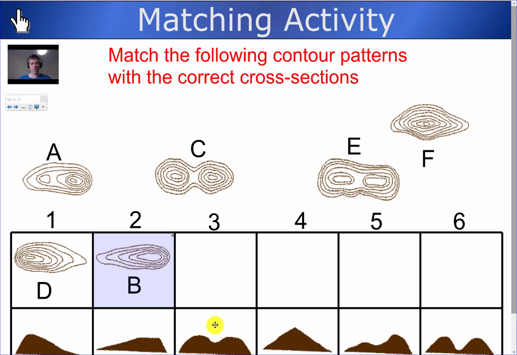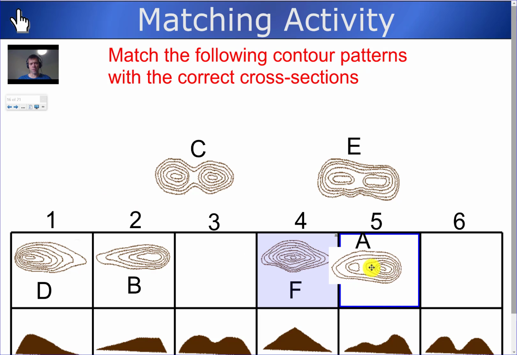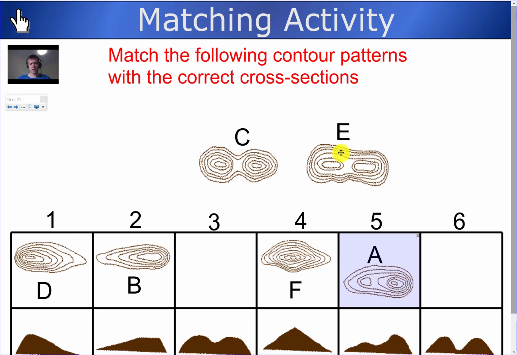I'm going to skip 3, I'll come back to that in a second. But 4, you want something where the contour lines are fairly even on both edges with a point at the top. And there's F, there's our man. Number 5, you've got a smaller mountain on the left and a taller mountain on the right. So 5 is A.